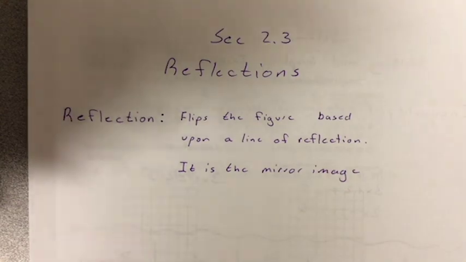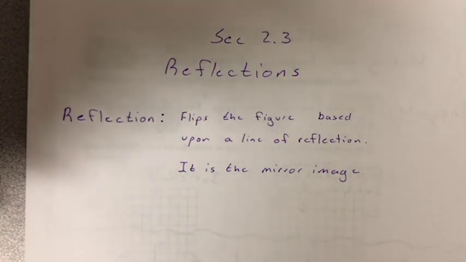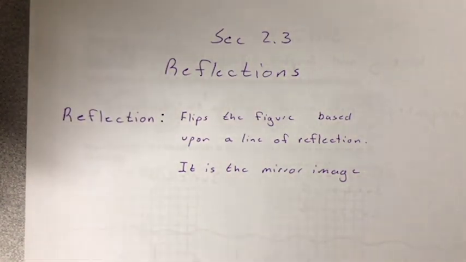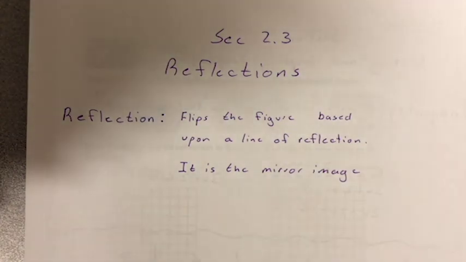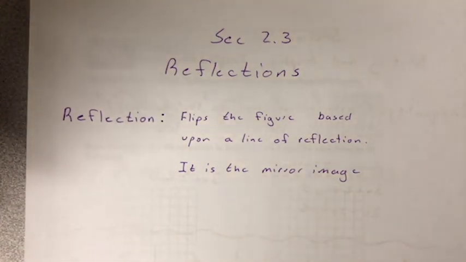Section 2.3, we're going to be talking about reflections. And again, this is another little easy concept. A reflection basically takes a figure and flips it based upon what's called a line of reflection. I know that's a lot of redundancy in that definition, but it's pretty much this. It makes a mirror image.